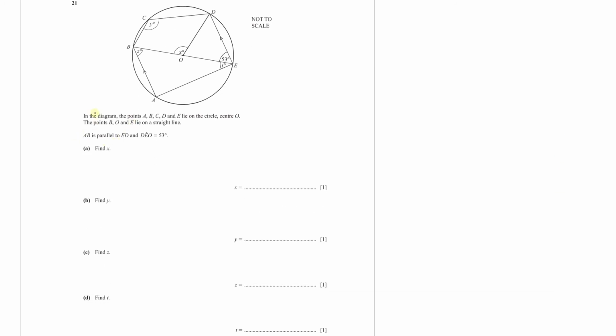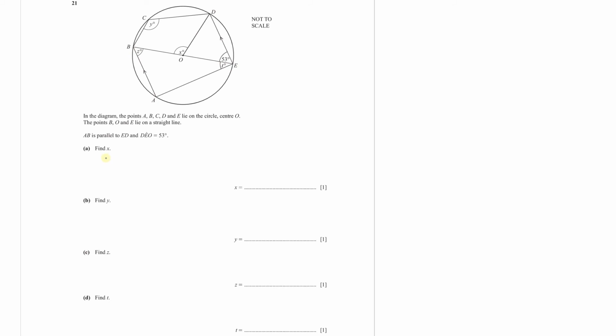The next question is, in the diagram, the points A, B, C, D, E lie on the circle. So this is the circumference and all these points lie on the circle with center O. The points B, O, E lie on a straight line. So this is a straight line. That means this is a diameter. AB is parallel to ED. So this line AB and this line ED are parallel, and DEO is 53 degrees.